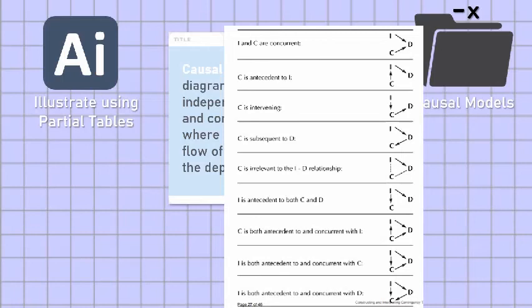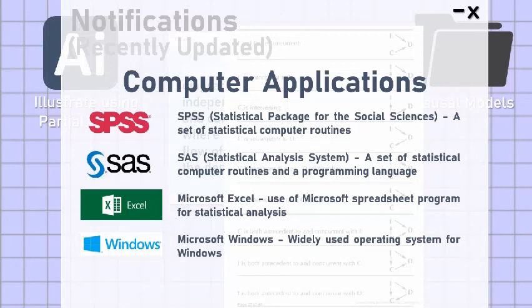Here are some computer applications that could help with making cross tabulations. One is SPSS, or the Statistical Package for the Social Sciences, a set of statistical computer routines. SAS, or the Statistical Analysis System, a set of statistical computer routines and a programming language. Microsoft Excel, use of the Microsoft spreadsheet program for statistical analysis. And Microsoft Windows, a widely used operating system.